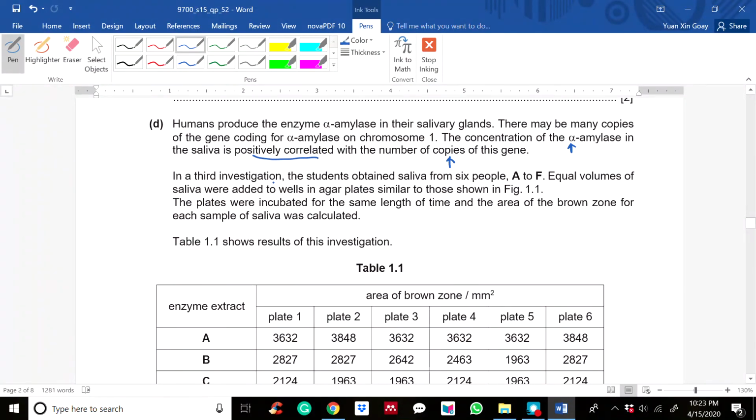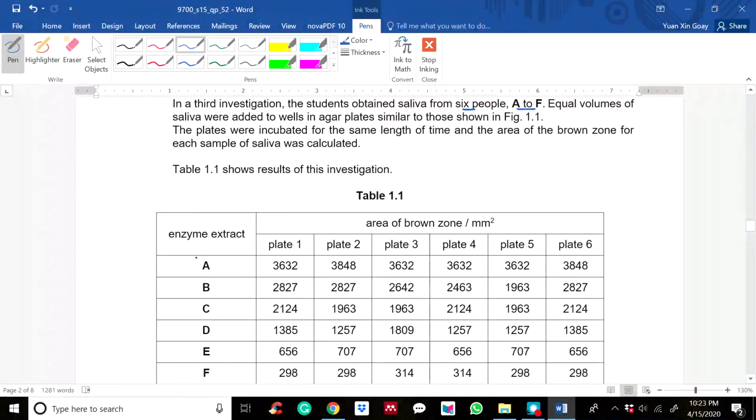In a third investigation, the students obtained saliva from 6 people, A to F. So you can see in this table, you have people A to F.